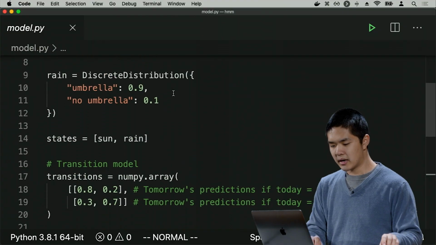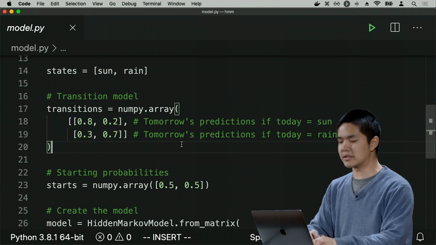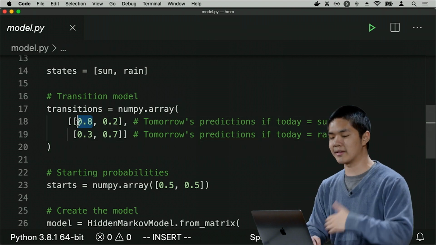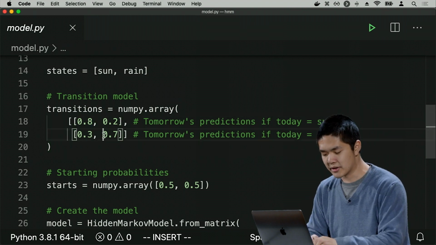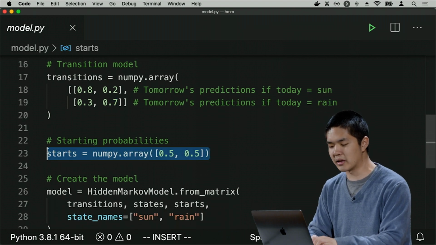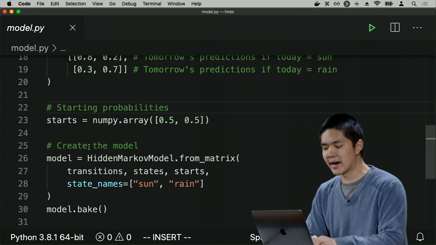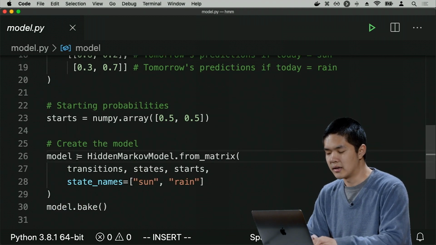So this then, I also need to add to it a transition matrix, same as before, saying that if today is sunny, then tomorrow is more likely to be sunny. And if today is rainy, then tomorrow is more likely to be raining. As with before, I give it some starting probabilities, saying at first, 50-50 chance for whether it's sunny or rainy. And then I can create the model based on that information.